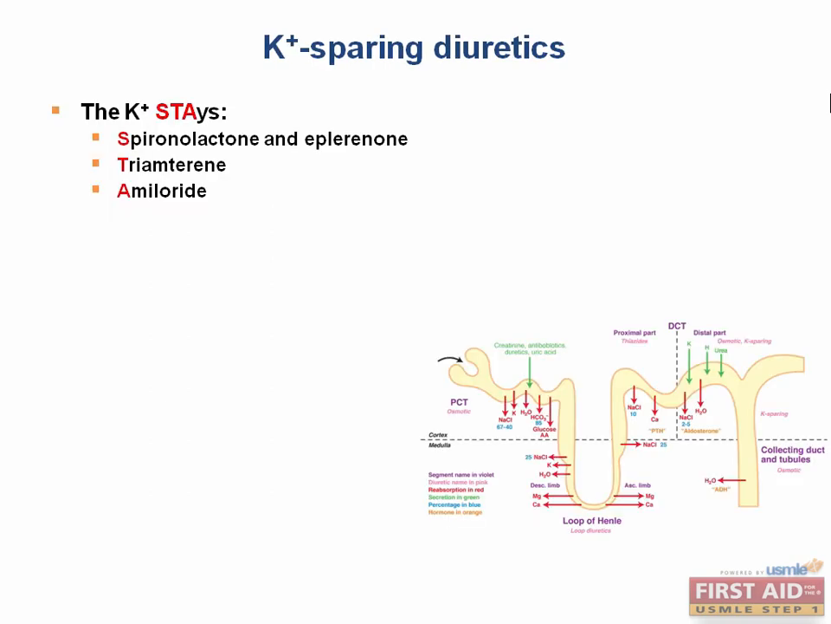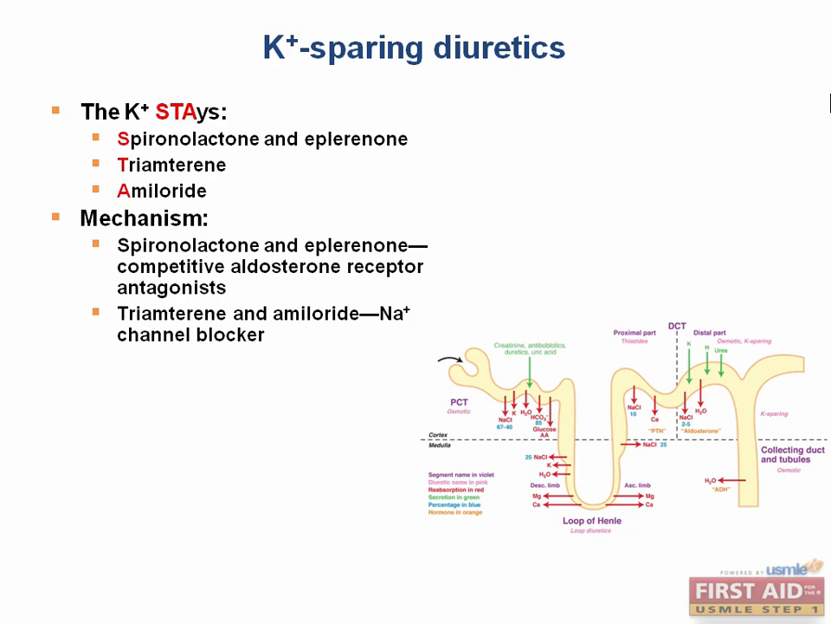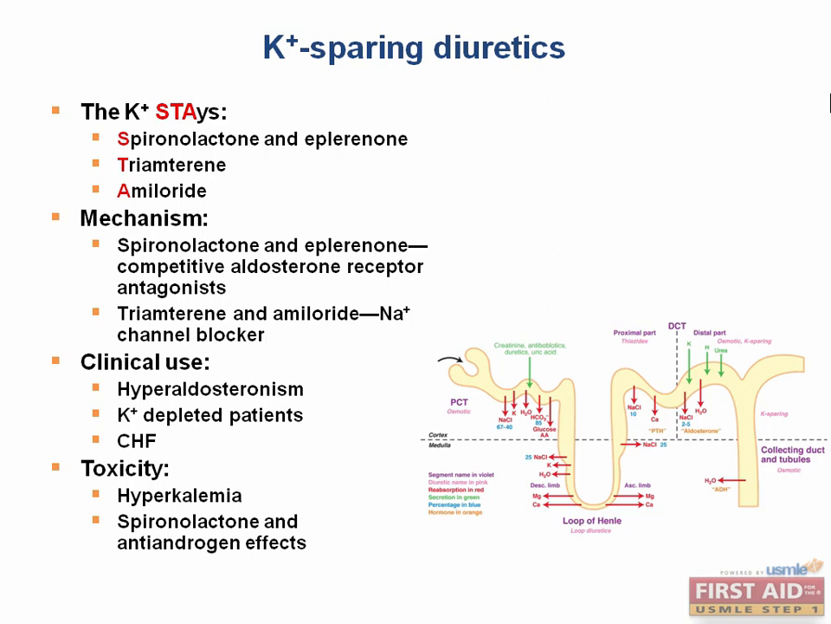Potassium-sparing diuretics can be remembered with the mnemonic the K stays. They are spironolactone, eplerenone, triamterene, and amiloride. Spironolactone and eplerenone act as competitive aldosterone receptor antagonists in the cortical collecting tubule. Triamterene and amiloride act at the same part of the tubule but block the sodium channels, thus increasing sodium excretion. These diuretics are used for hyperaldosteronism, as diuretics in potassium-depleted patients, and in CHF. Toxicity includes hyperkalemia and an anti-androgen effect of spironolactone, which may lead to what physical finding in males? Correct, gynecomastia.